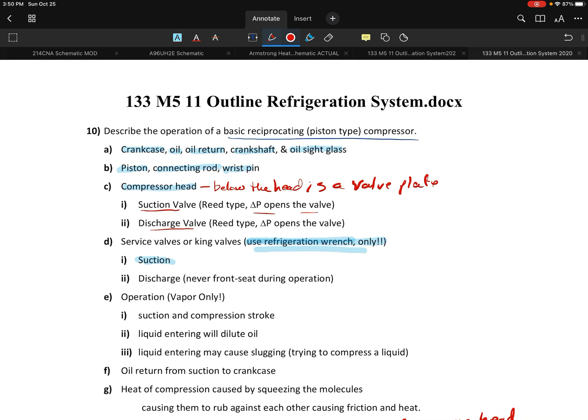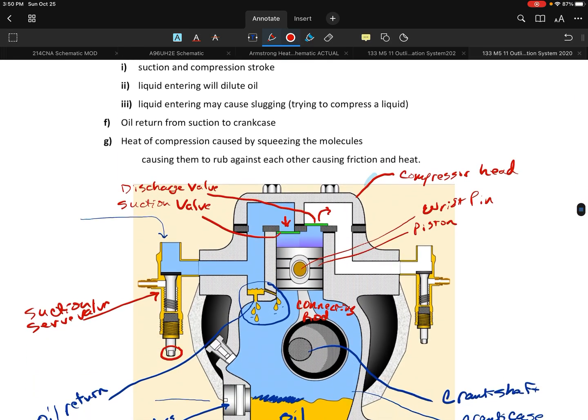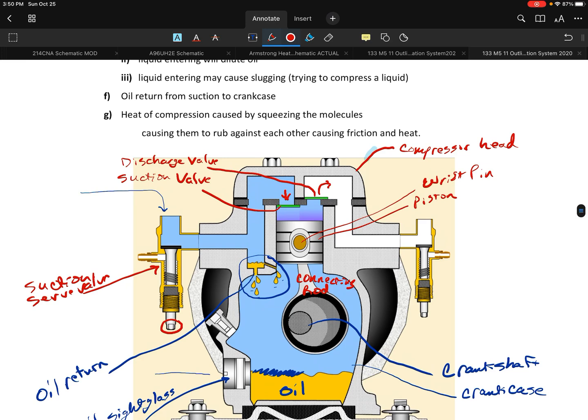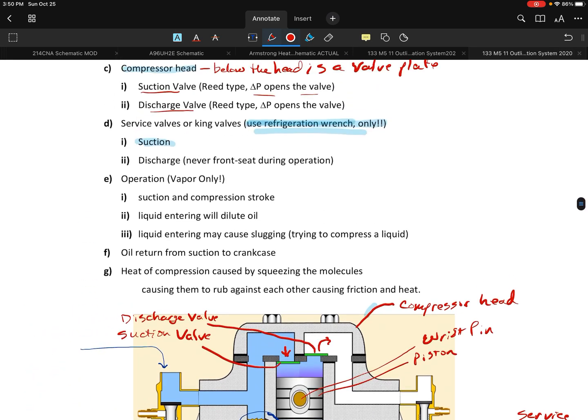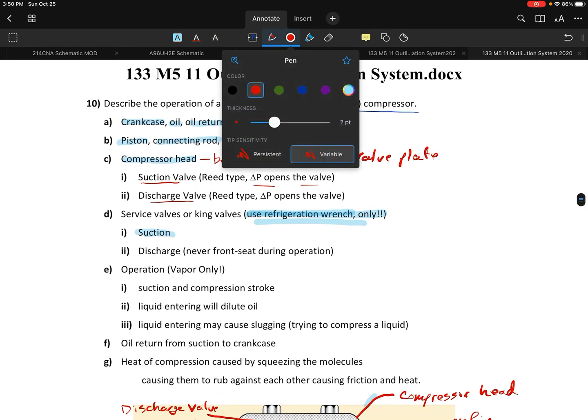The next one we'll take a look at is the discharge valve. The discharge service valve is shown in this picture on the right side. Again, I will note that, and that is going to be my discharge service valve. That discharge service valve is also kind of a reed type valve, and the same thing applies in here. Now, there's a note up on top here, and I'm going to highlight that one again.